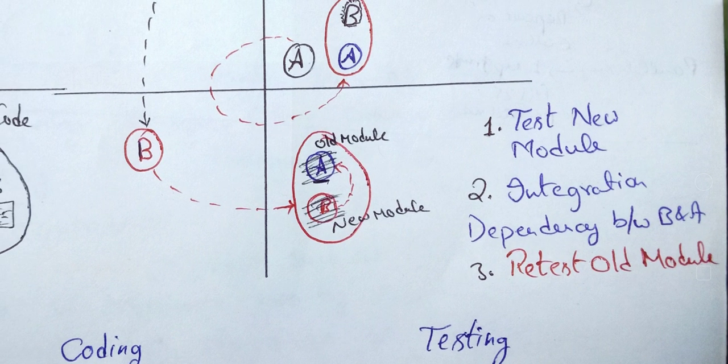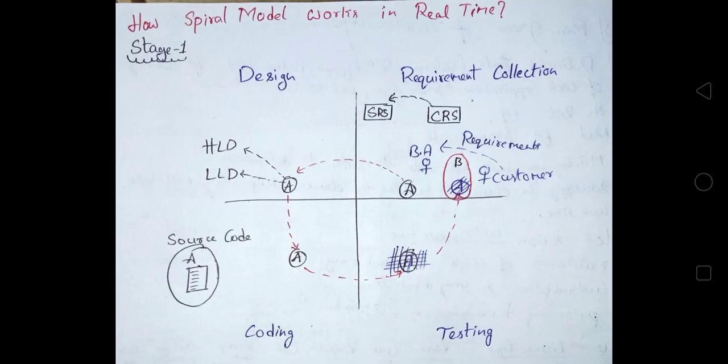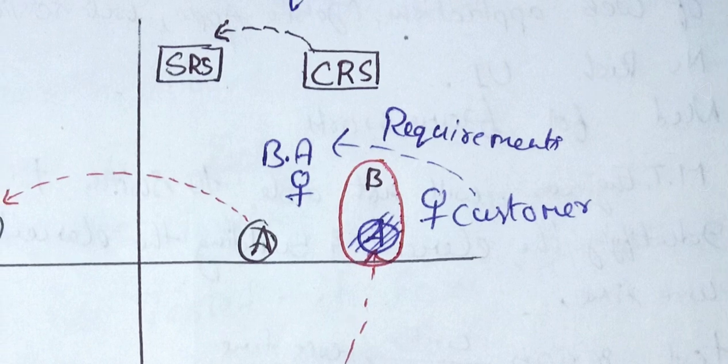Here first we test the new module B. After that we test the integration dependency between the B module and A module. After that we test the old module. All these things happen in stage 2. In stage 1, what happens? The customer gives us the first requirement.